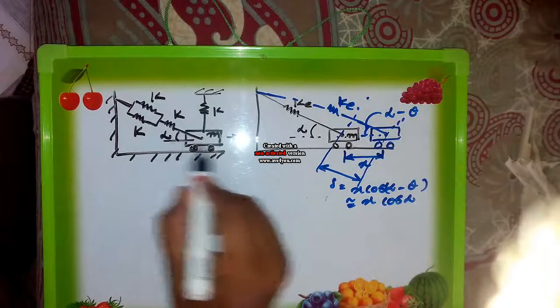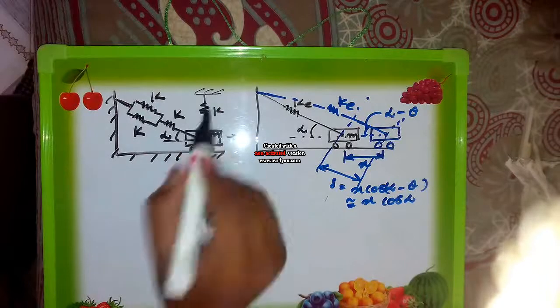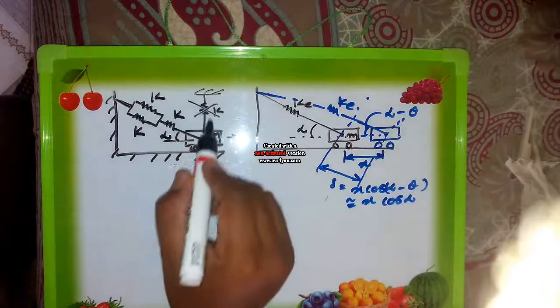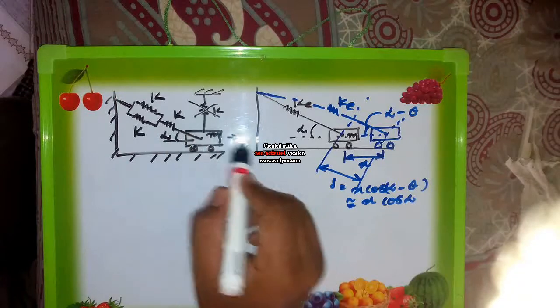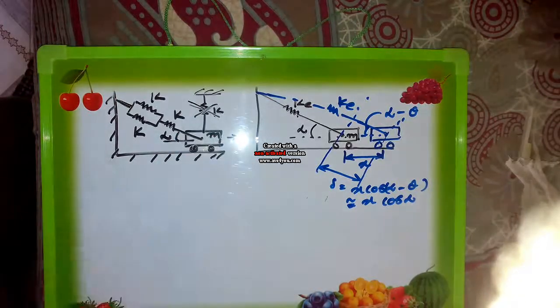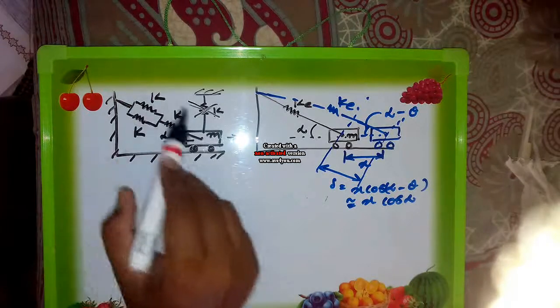It means that in case of displacement of this mass, this spring has to be neglected because this spring is exactly perpendicular to it. It means that its horizontal component is 0. So we have to neglect this spring. Now we need to find out the equivalent of these three springs.